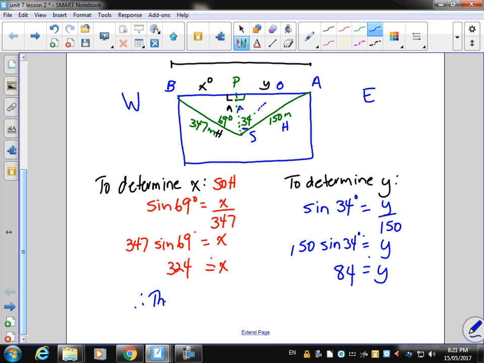Therefore, the length of the rectangular lot from A to B, 84 plus 324, which is 408 meters long.